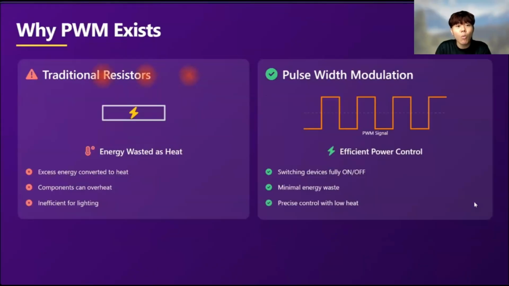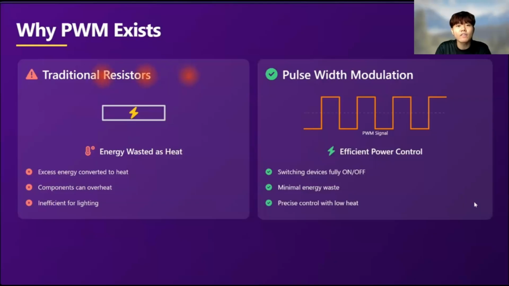You might be wondering why PWM exists. Traditionally, power control was achieved by reducing voltage using resistors. However, this method wastes energy in the form of heat because resistors are passive elements. In addition, using potentiometers is impractical due to higher cost and the need for manual adjustment.